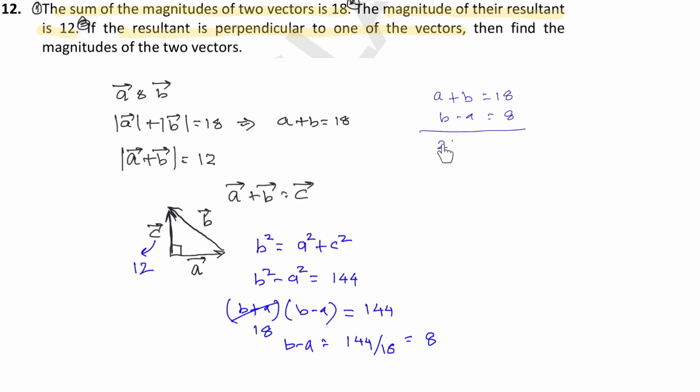Adding, 2B is equal to 26. So B is equal to 13 and A is equal to 5. So these are the magnitudes of the two vectors, 5 and 13. If you add their magnitudes, you will get 18.